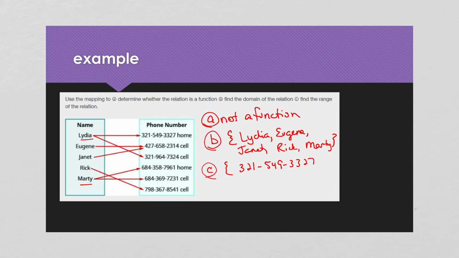3327. I will not do this to you on a test. You're welcome. 427. Oops, that's a dash, not a decimal. 658 23 2314, and so on. I'm not going to finish writing these phone numbers down. But nonetheless, for the range, you would list every single one of them, as long as they don't repeat.